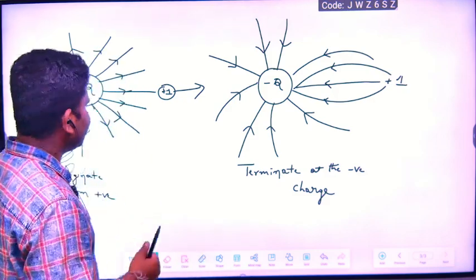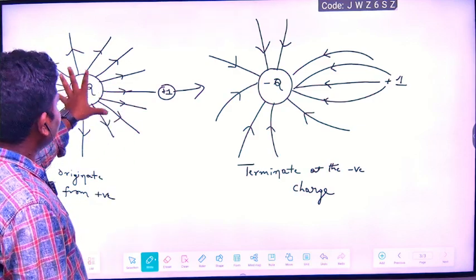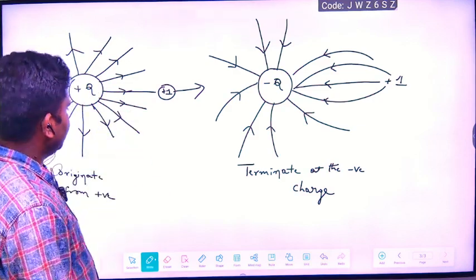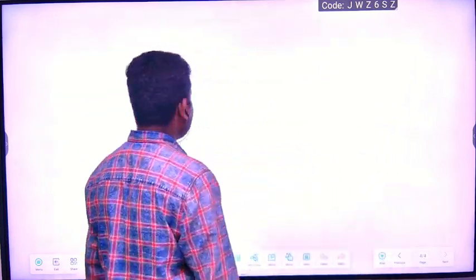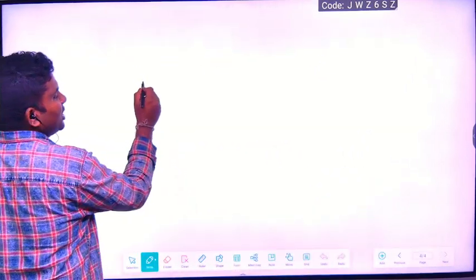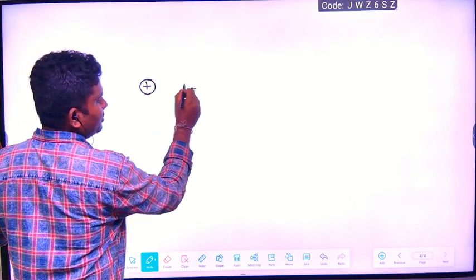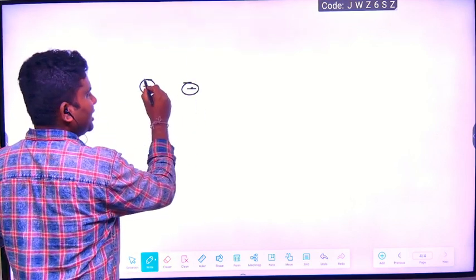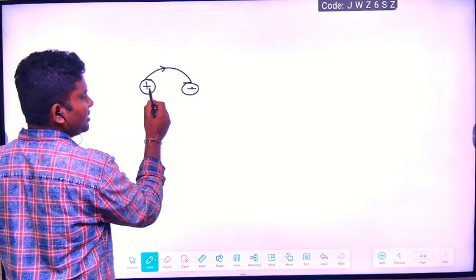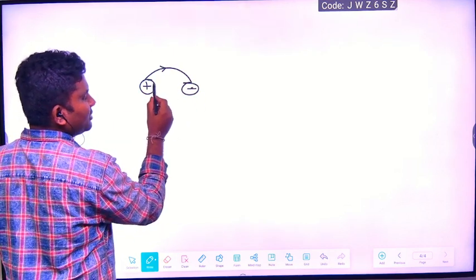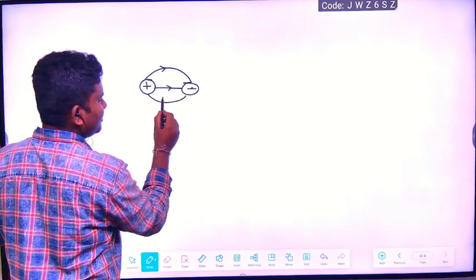And one more thing is the properties of electric field lines. Now if I take the electric field lines when two charges are combined, for example a positive and a negative charge, from the positive charge electric field lines originate and terminate at the negative charge, because the positive charge is always a source of electric field lines and the negative charge is the end point. It will look like this.